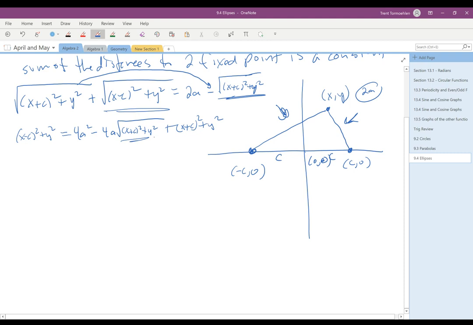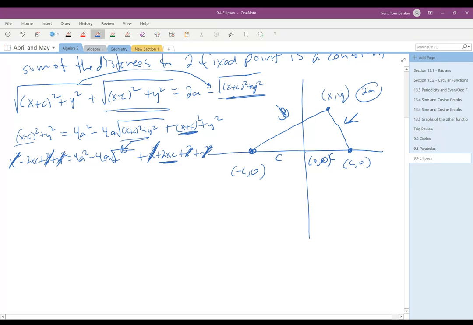Well, we still have a radical, which we're going to try to get rid of, which means we need to simplify a bunch of stuff. So as we go through here and simplify, we get x squared minus 2xc plus c squared plus y squared equals 4a squared minus 4a times this guy. And then this is going to be x squared plus 2xc plus c squared plus y squared. We just multiplied these out. The nice thing that happens is x squareds cancel, c squareds cancel, y squareds cancel.